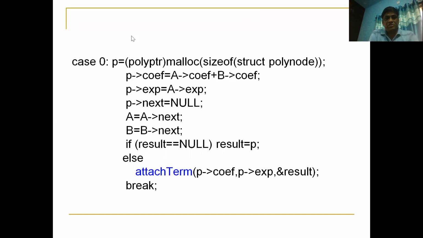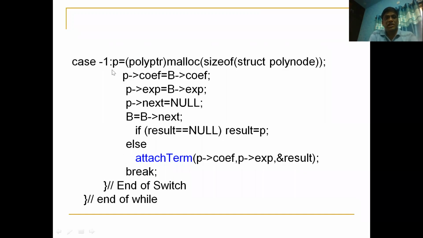And then because both the coefficients are added, simply move the pointer A forward and pointer B forward. If result is equal to null, then result is equal to P. That means there are no nodes. Then simply make this pointer P, node P, as the first node. Otherwise, attach this term to the end of the result by using the function attach term.